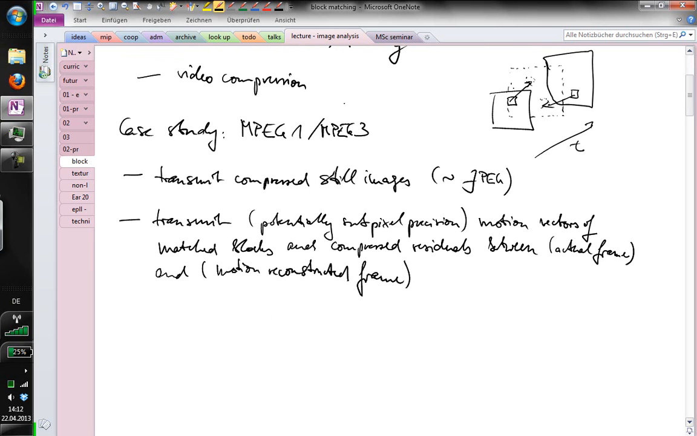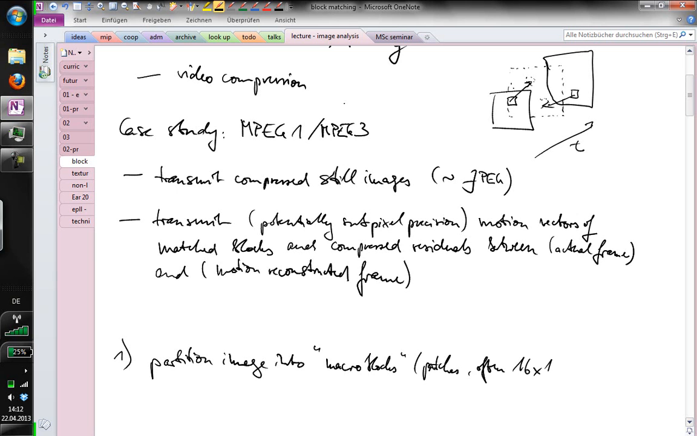So there are a number of steps. Patches have a different name in different communities. Here they are called macro blocks. So what you first do is you partition your image into macro blocks, which are just patches, and a typical size would be 16 by 16 pixels.